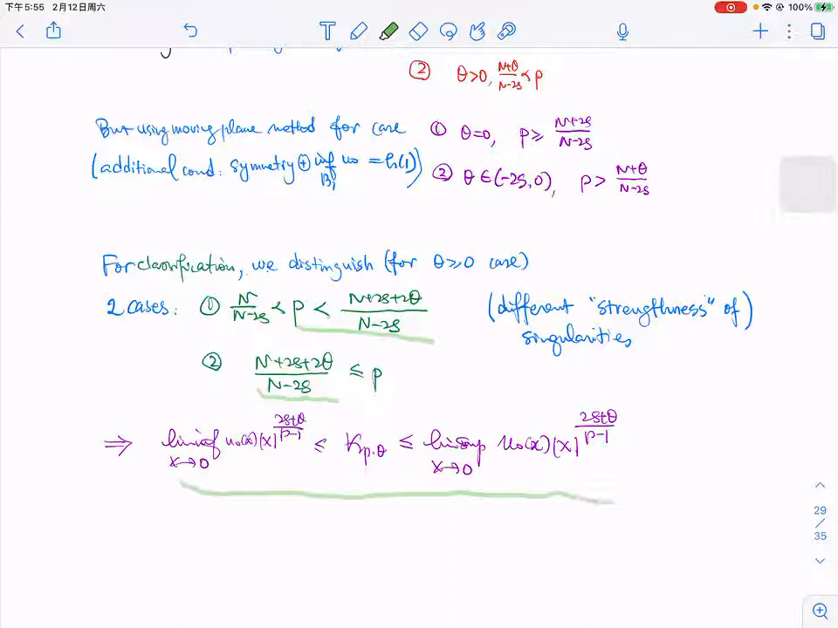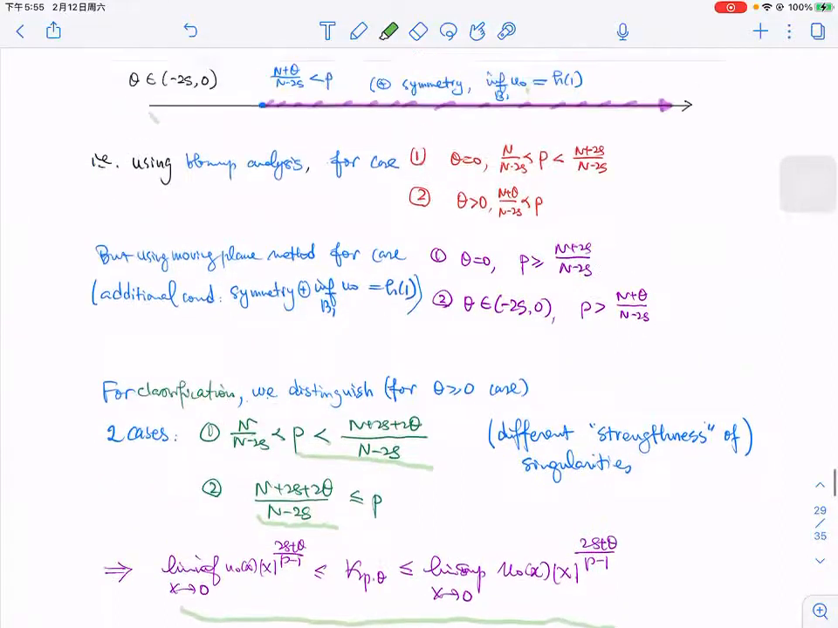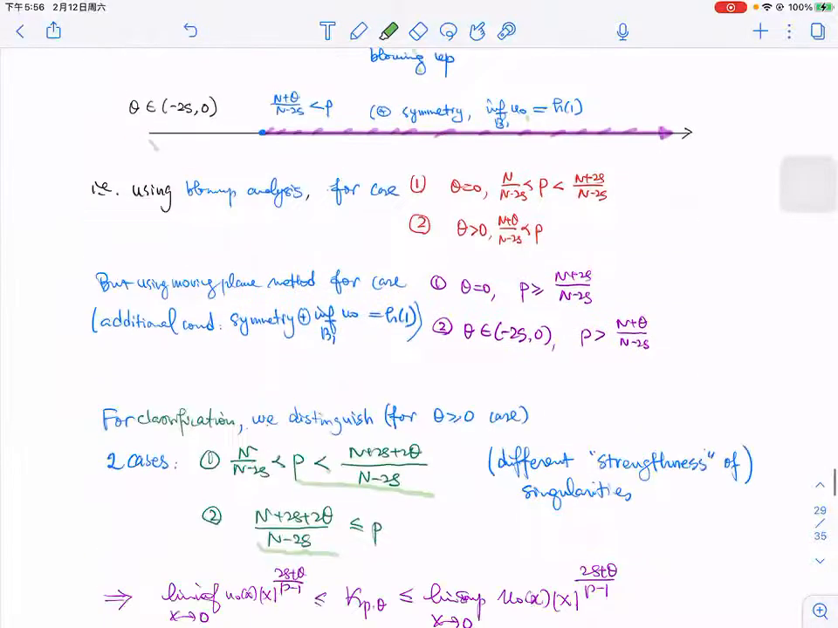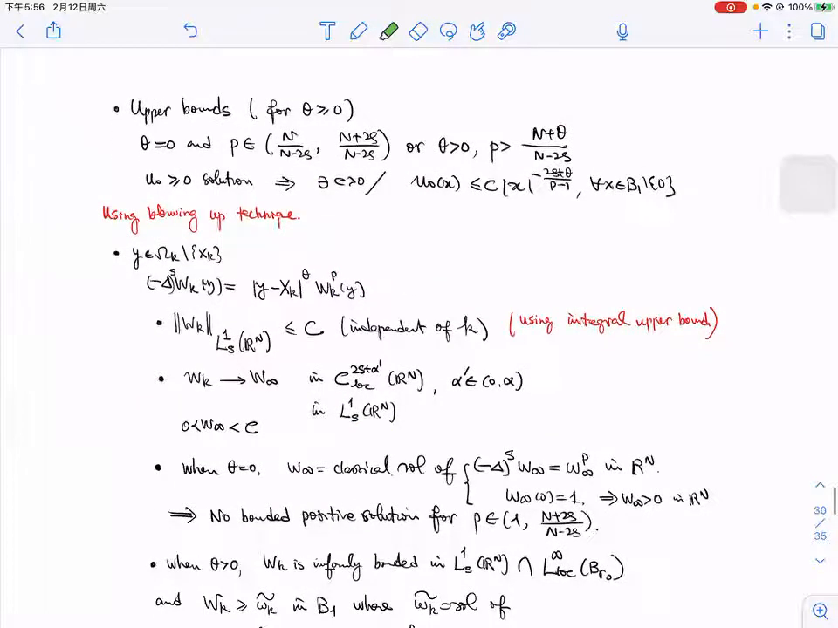So in this case, we can prove this one. I will give some idea. In particular, I will prove the case where theta is zero or positive, how to get the estimate for this one, and how to connect it to the fractional Hardy operator to get the classification results. So we will get the upper bounds for the case where theta is non-negative. This is the condition. We have two cases, the first one being theta positive and p bigger than (n plus theta) over (n minus 2s).